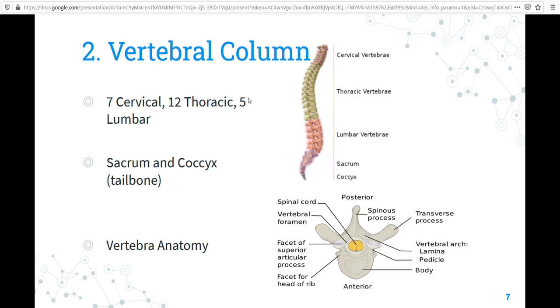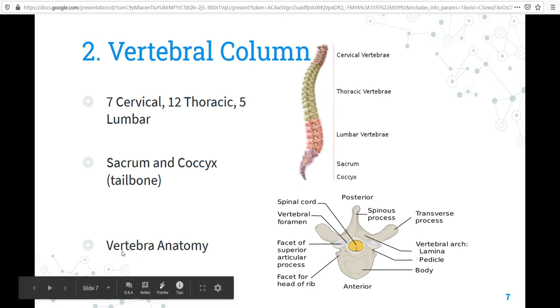Next, we have the vertebral column, and there's 3 types of vertebrae in the vertebral column. So we have 7 cervical vertebrae here in brown, and then we have 12 thoracic vertebrae, the yellow-brown in the middle, and then we have 5 lumbar vertebrae, pinkish right here. And then we have the sacrum, which is this purple, and then we have the coccyx, otherwise described as the tailbone, right here at the bottom.